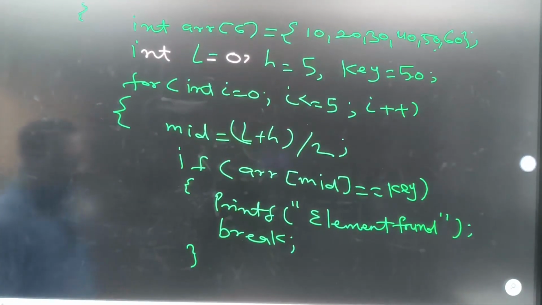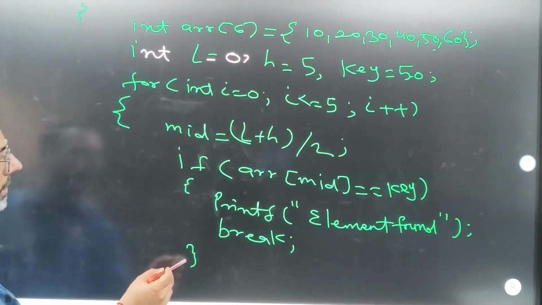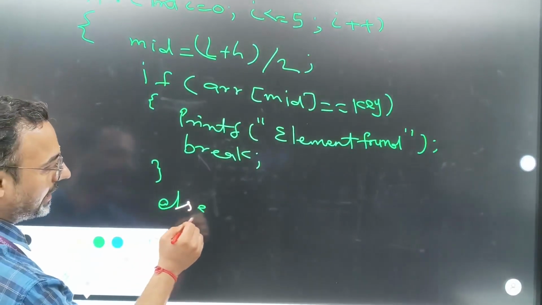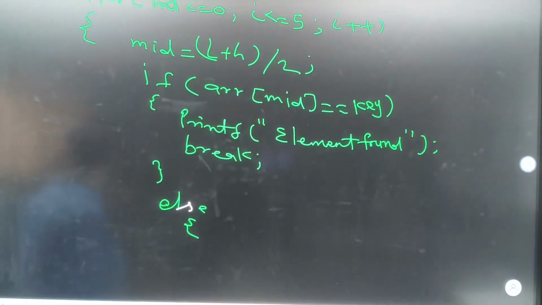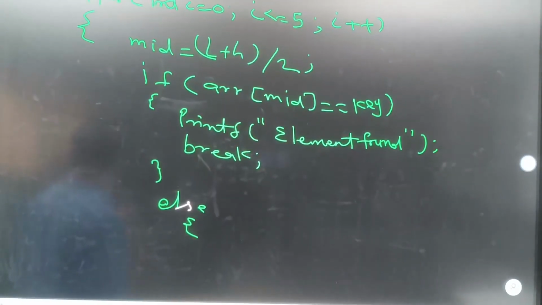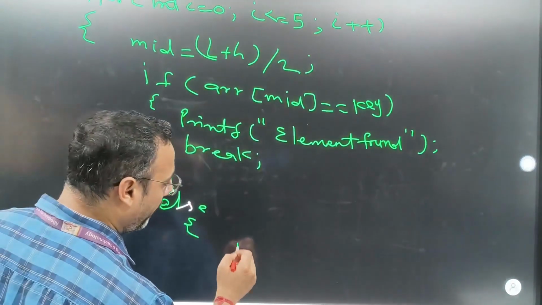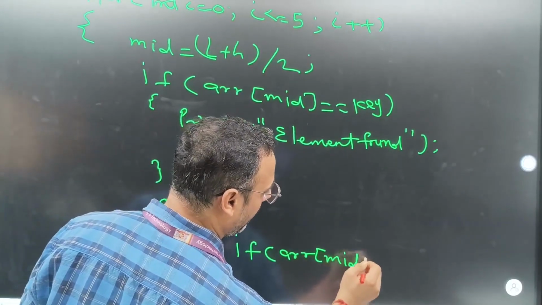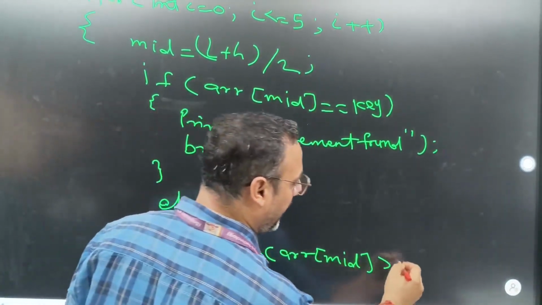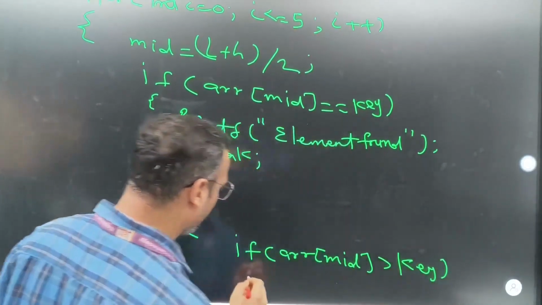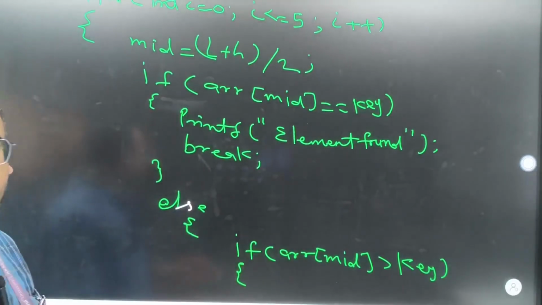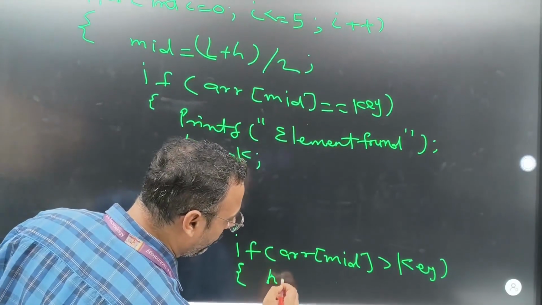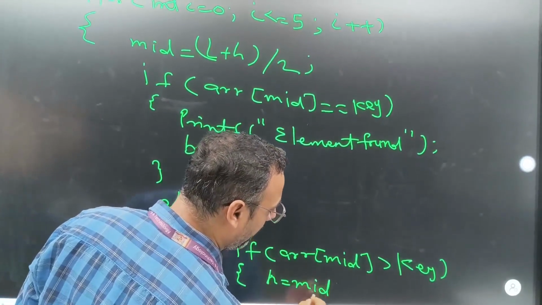Okay, suppose we have not found it, so in that case we write the else condition. Under the else we just compare the mid value with the key value. Suppose our array of mid is more than key. So in that case, if mid is greater than key, our high is equal to mid minus 1.